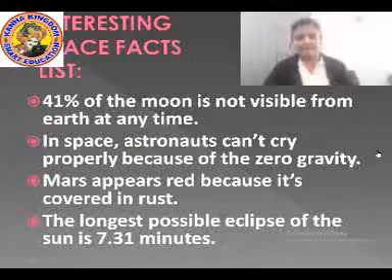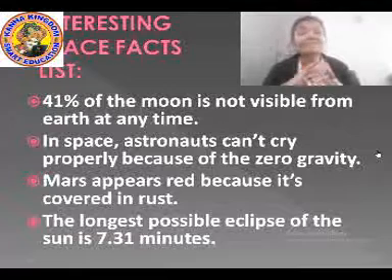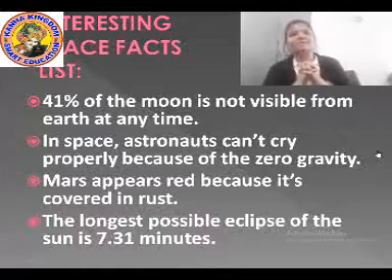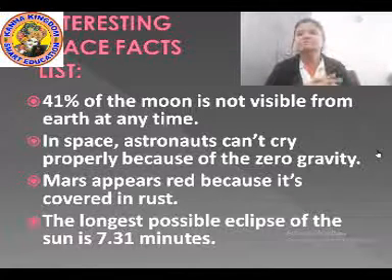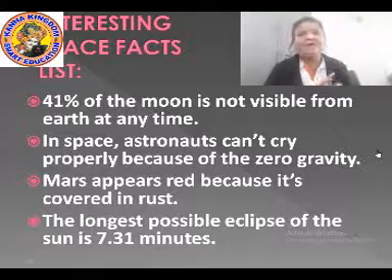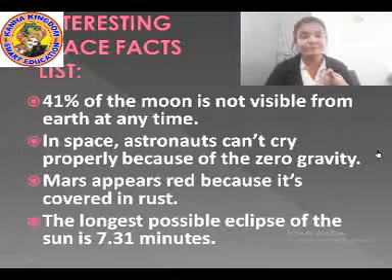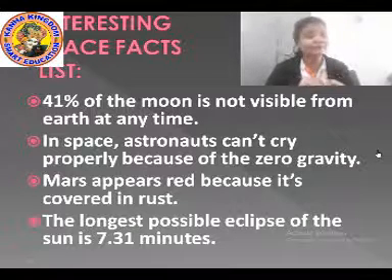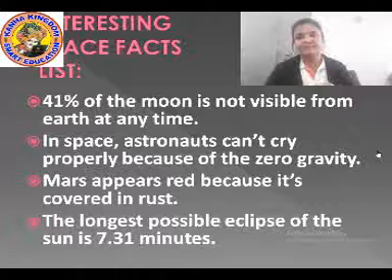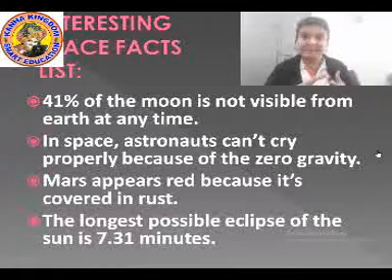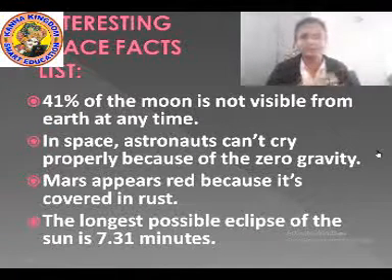Now some other interesting facts about space. You all must have seen the moon at night. Now tell me one thing. Have you seen the whole moon at one time? No. You can only see 41% of the moon. Or you can say 41% of the moon is not visible from the earth at any time. Anytime when you see the moon, 41% of it will not be visible.